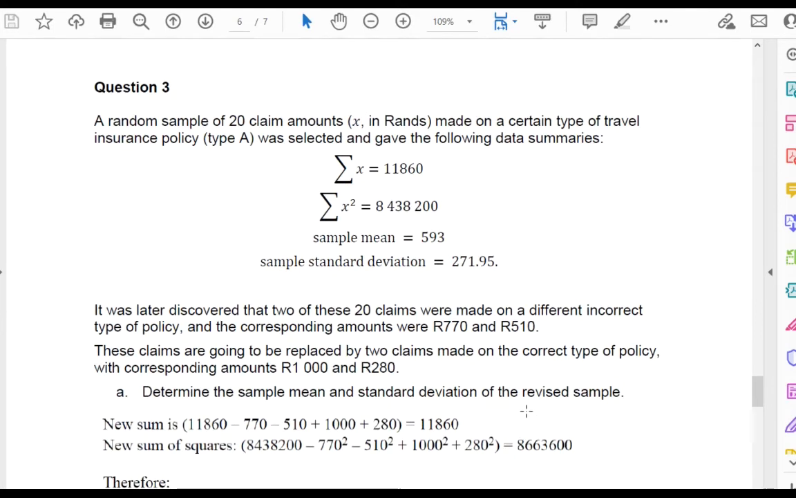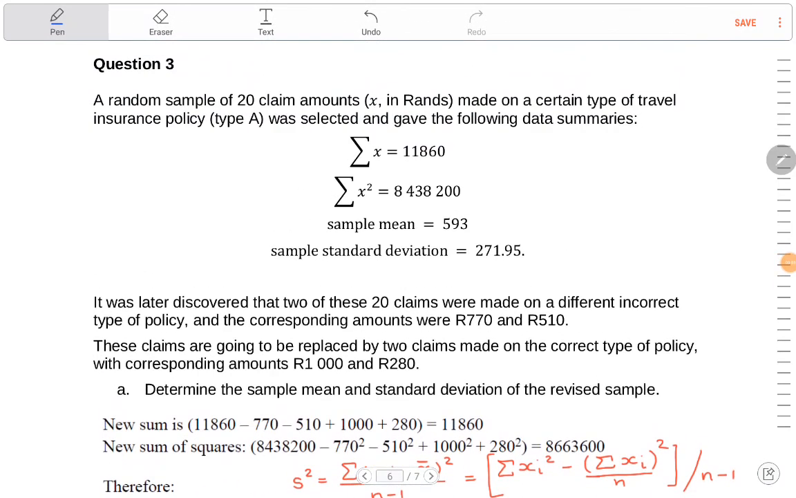For question 3, you are given these totals, and then there are values you need to remove and you need to add back. Let me write this one a little bit more on the tablet so I can expand, because sometimes I know this summation throws some people off. So I'm going to shift to my tablet and write a few things for you. In this question, they're telling us we have these incorrect observations and these are the correct ones that we need to include.